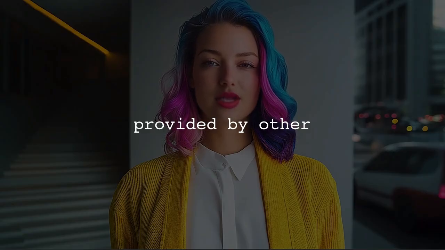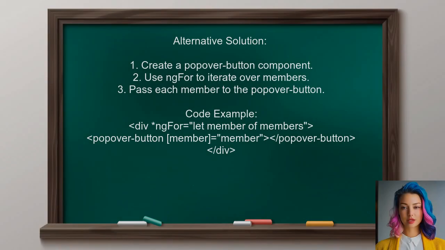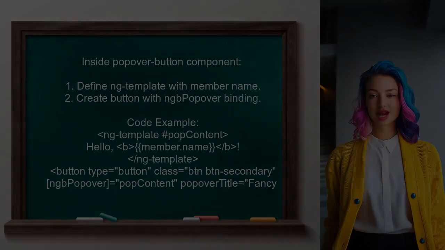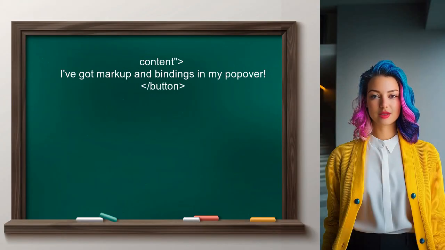Now let's look at the answers provided by other users. An alternative solution proposed by another user is to create a separate component that wraps both the button and the ngTemplate. This way, you can pass the member data to the component, simplifying the structure. Inside the popover button component, you can define the ngTemplate and button. This allows you to dynamically bind the member's name in the popover content.